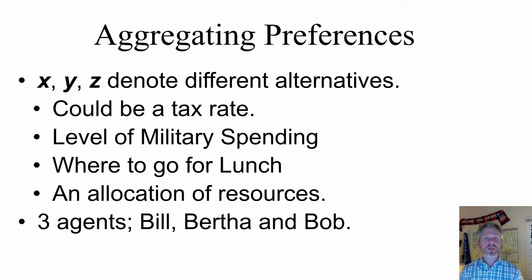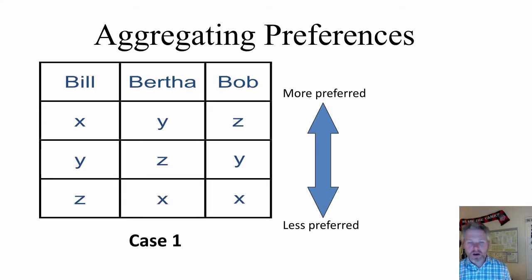So X, Y, and Z here are going to denote different alternatives or different policies. It could be different tax rates, different levels of military spending, where your group wants to go to lunch, or an allocation of resources in the society. But we're going to look at a case where we have three agents, Bill, Bertha, and Bob. They're going to be deciding which alternative they want as a group, X, Y, or Z. So here is just a preference ordering for each of these agents.